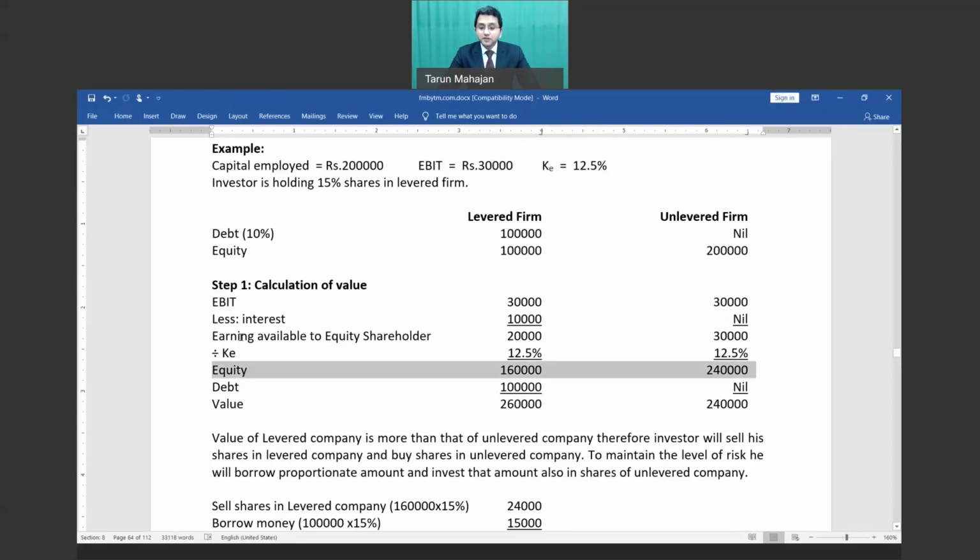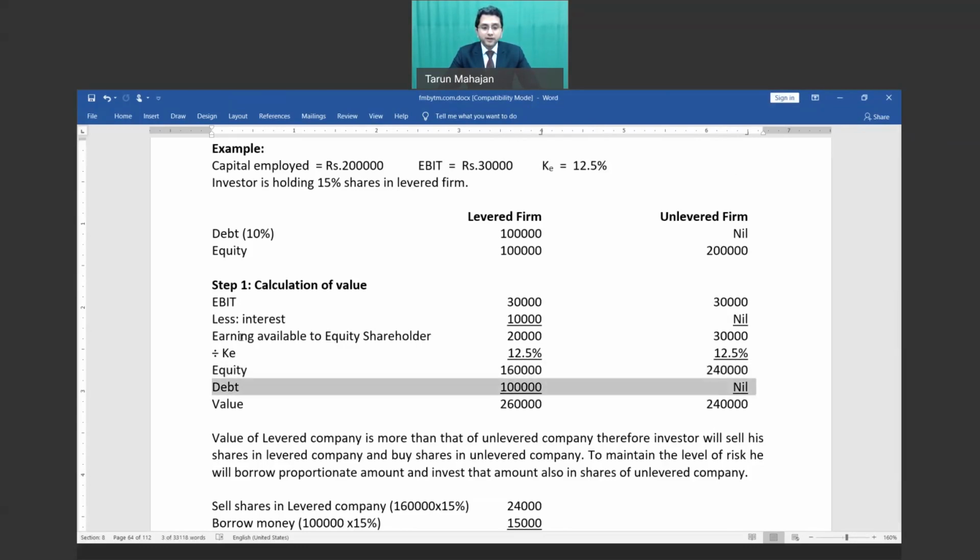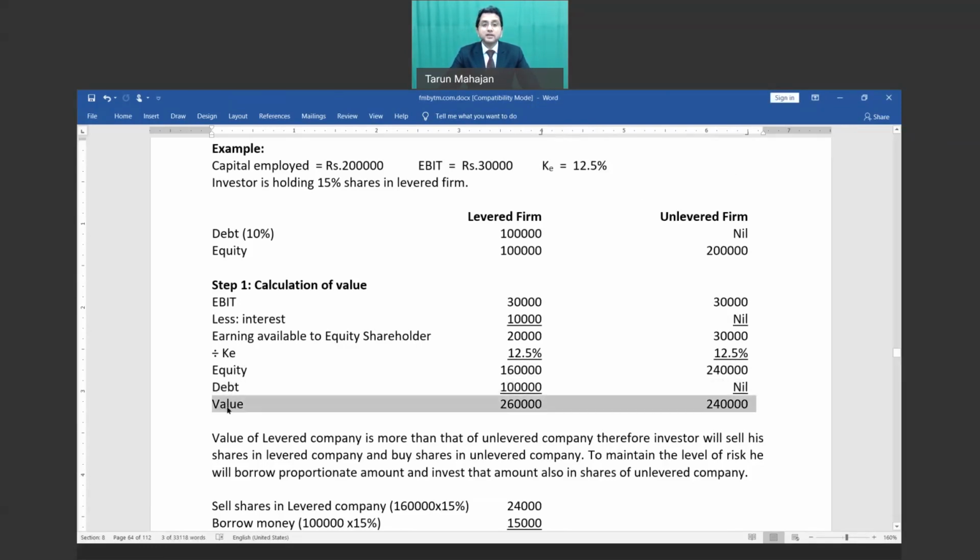Now, this is value of equity. I add value of debt. I get total value, and total value is 2,60,000 and 2,40,000. So this looks like an NI approach, which says that if you borrow money, your wealth will be higher. Yes. Step 1 looks like the NI approach.